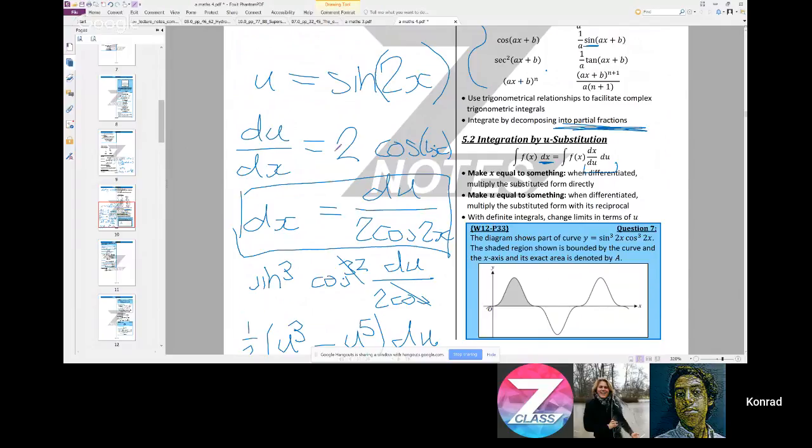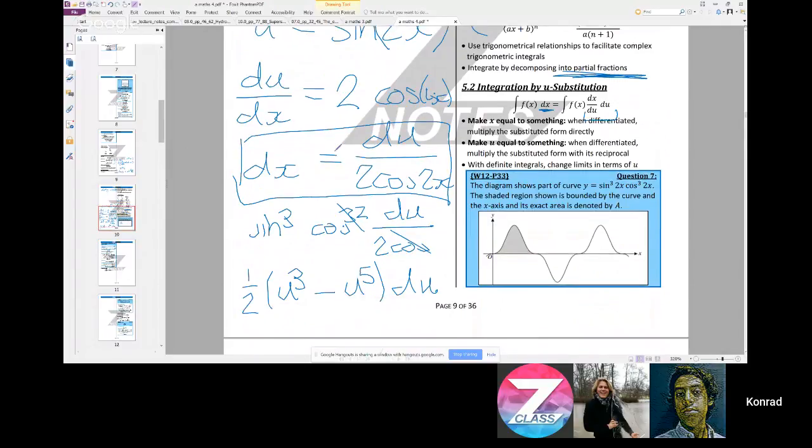Can we go back to the example question? Sorry, the u substitution example question? Oh, yeah, yeah. I kind of mix up integral and differentiation again. Okay, right. Give me a second.